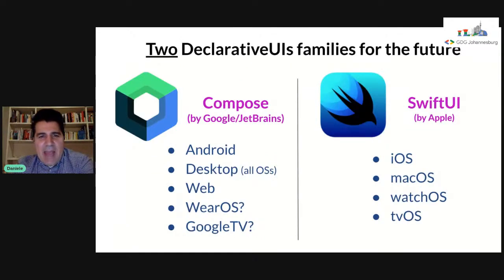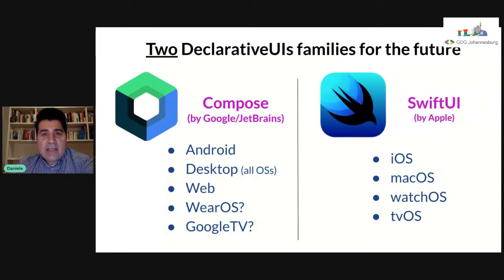So we expect that in the future, we will have two families of declarative UIs. One family would be Jetpack Compose, as we usually call it, which is by Google and JetBrains. You would be able to build apps for Android and for desktop. Actually, it's already possible. Now there are previews of Compose for Desktop that is able to target Linux, Windows, and macOS, so basically all desktop operating systems. And web, which we hope is going to progress quickly, and hopefully by the end of the year we're going to have some good version that is possible to use. And we can expect also Wear OS and Google TV.